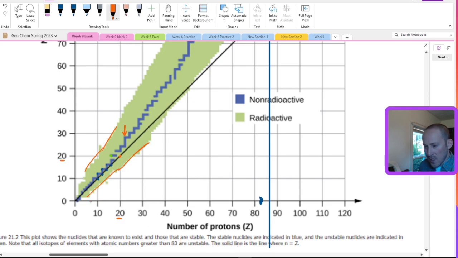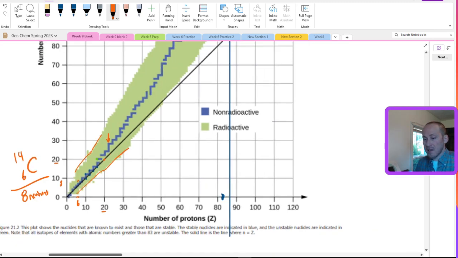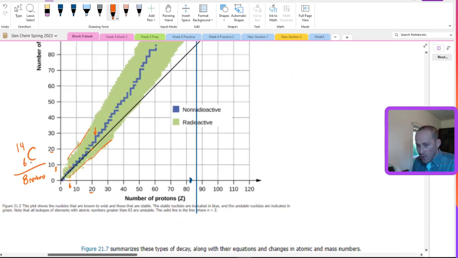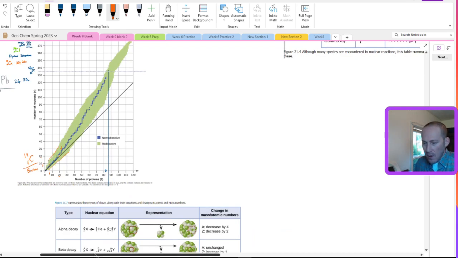But carbon 14 is 6 and 14. Wait, so 6 is more like here. Oh, except for, sorry, carbon 14, of course, is going to have 8 neutrons. So 8 is like right here. So we would be at 6 and 8. Yeah, right about there. So we're within the green, but carbon 14 is not. Normally carbon 12 is the stable thing. So carbon 14 would be radioactive. So, okay, awesome.